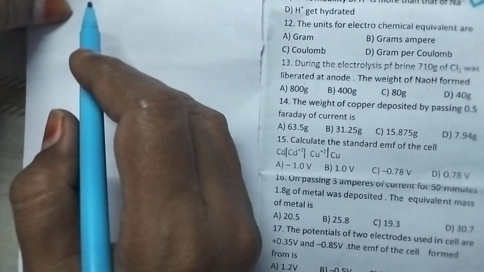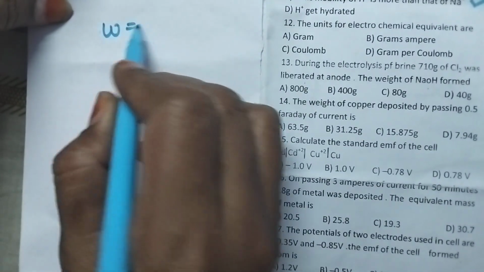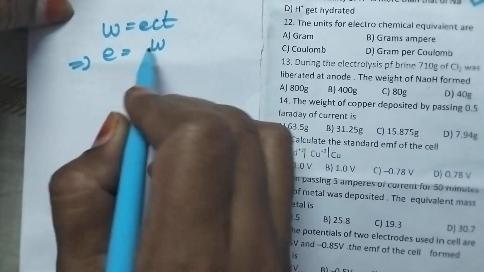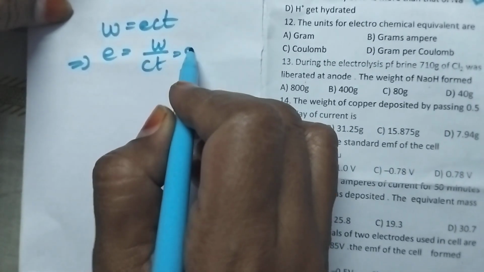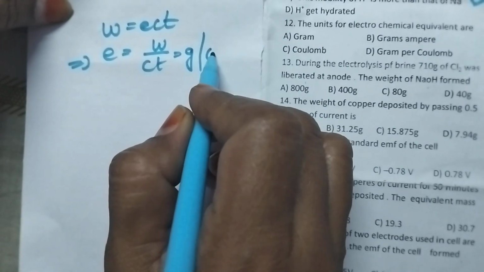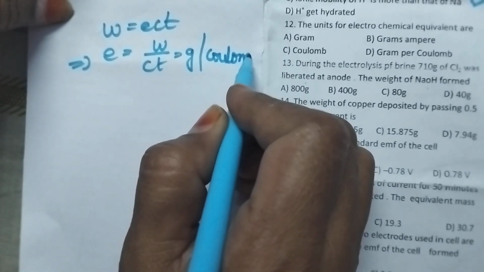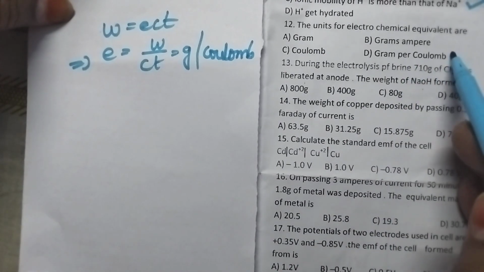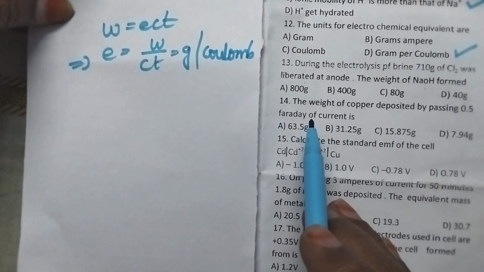The units of electrochemical equivalent are. So according to Faraday's first law, W is equal to ECT. That implies E equal to W by CT. That means units are gram per coulomb. So option D is the right answer.